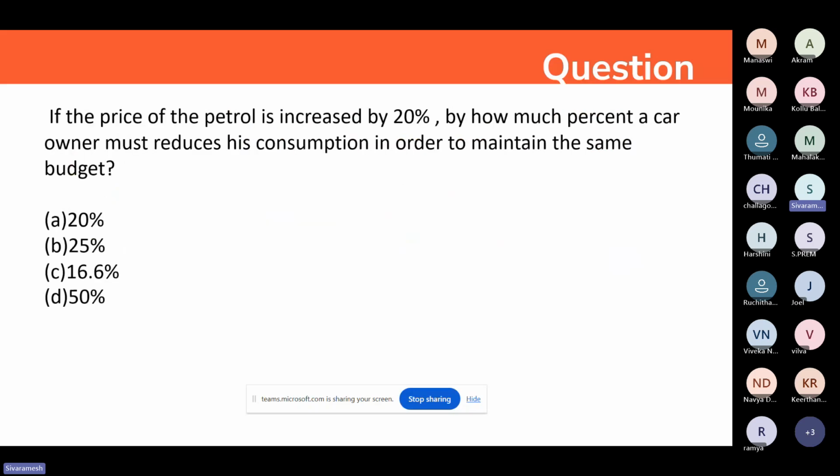I'll just give you only 20 seconds. Can you answer this question? Very, very simple. Already we discussed the logic for this.